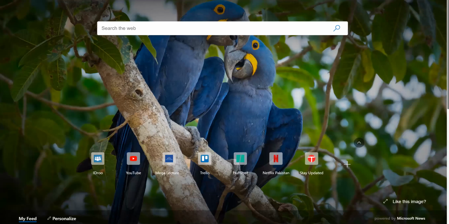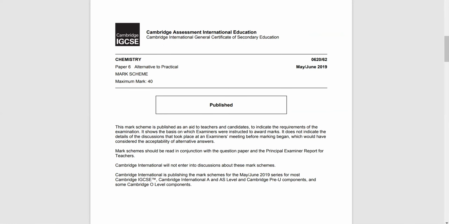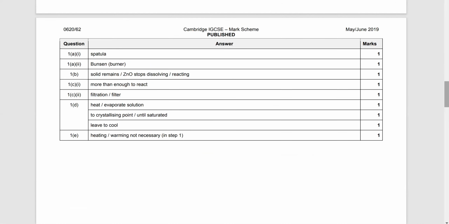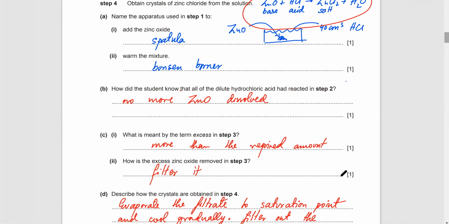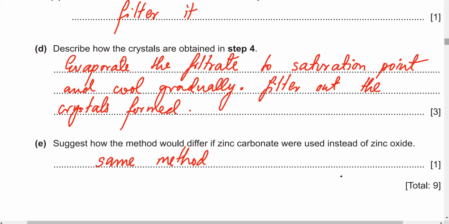Let me open the marking scheme as well, because it's the latest paper, so our answers don't deviate. Okay, this is until saturated, etc. Evaporate, that's all fine. Everything is fine. This part, heating is not going to be required. For zinc oxide, he's using heating, but for this, heating would not be required. Carbonates react very well with acids. But I think the question was still kind of confusing because they were asking about the method. There was no heating required. No heating was needed.